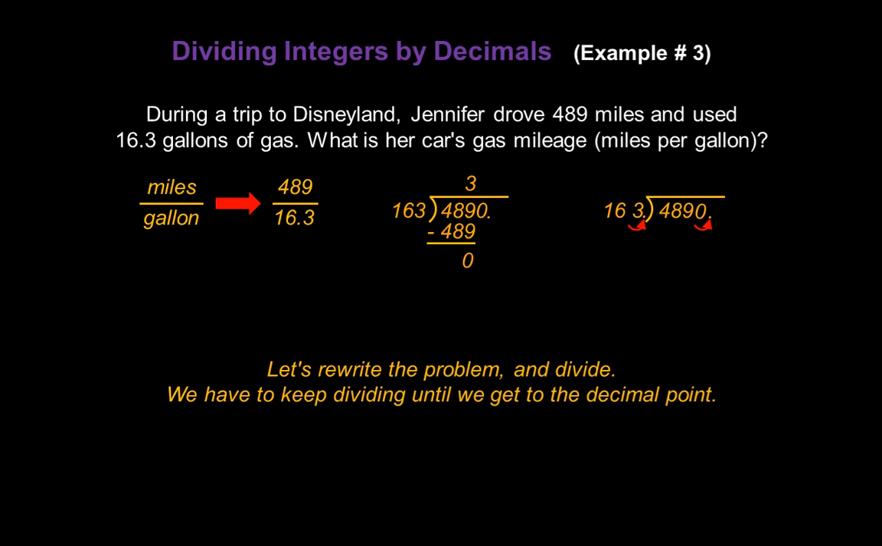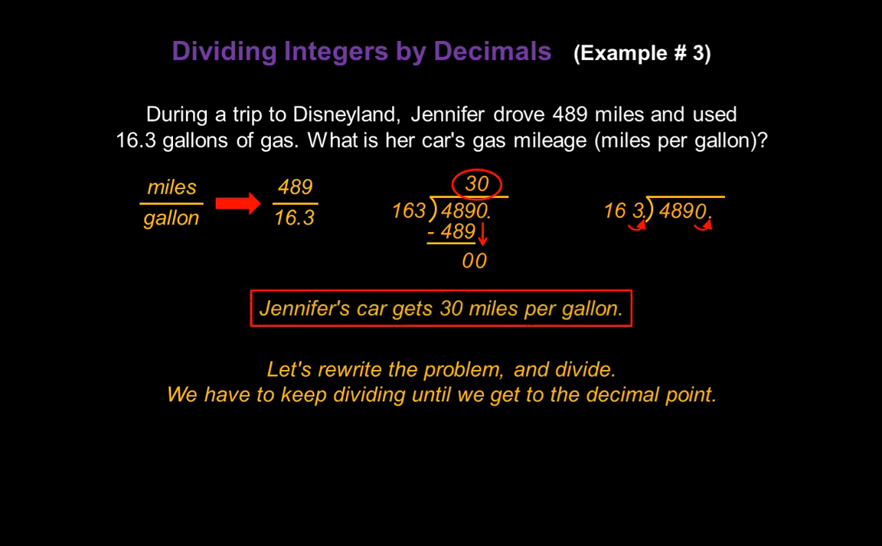But we have to keep dividing until you get to the decimal point. Jennifer's car does a little bit better than 3 miles to the gallon. So let's keep dividing. Let's bring the 0 down. And now our remainder, and that 0 is just 0. So how many times does 163 go into 0? 0 times. So there's our answer, 30. Jennifer's car gets 30 miles per gallon.